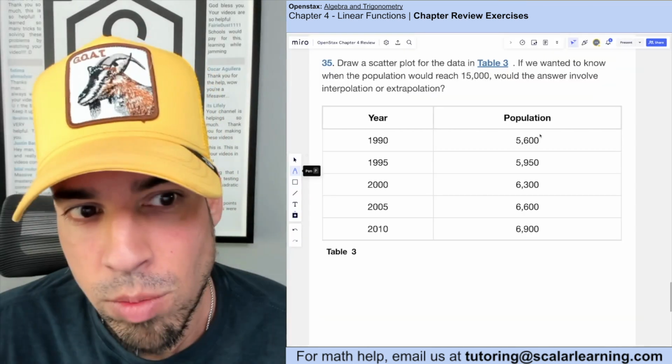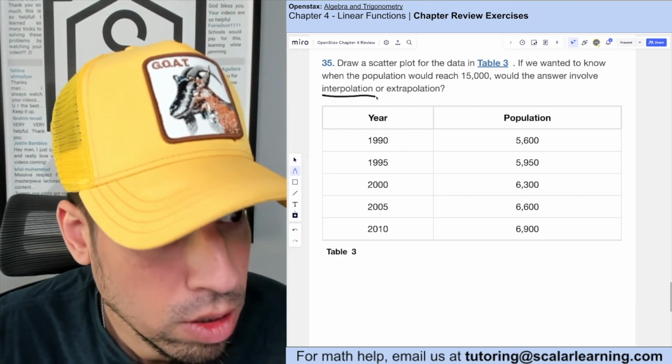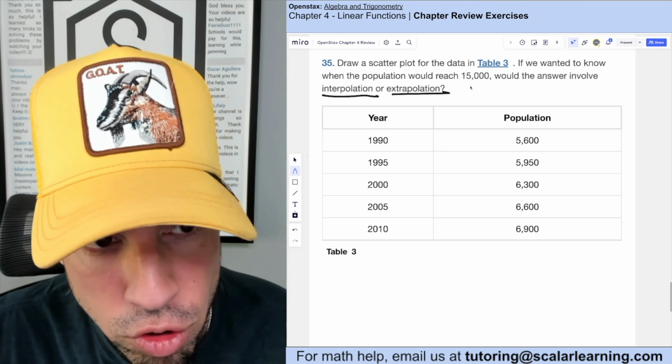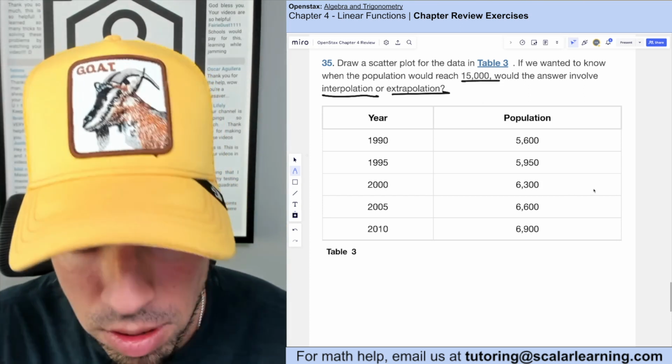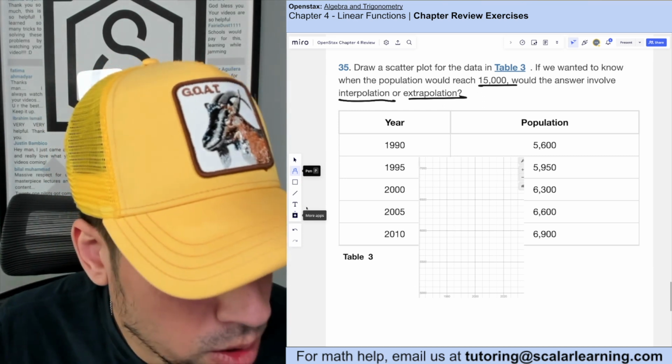Boom, done. So here we're going to draw a scatter plot for these data points, and then we're going to answer this question of interpolation versus extrapolation for 15,000. So now we got a little graph up here. Sorry, it's kind of in the middle. We just don't have a lot of room. So now we're gonna plot out these points.